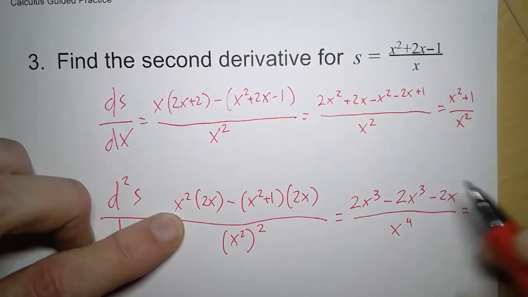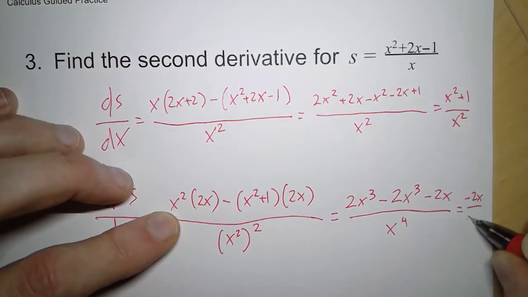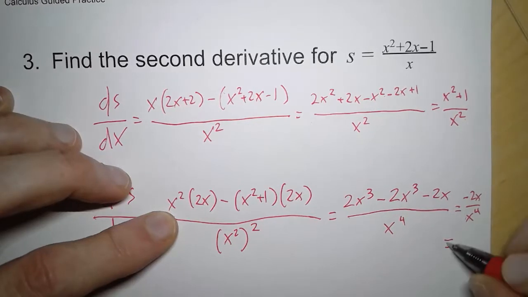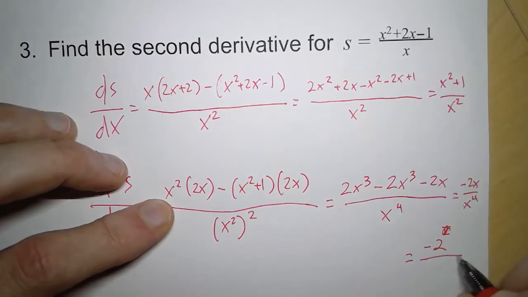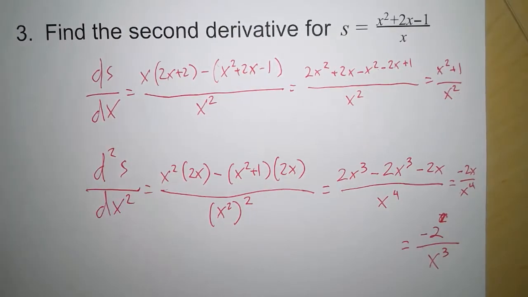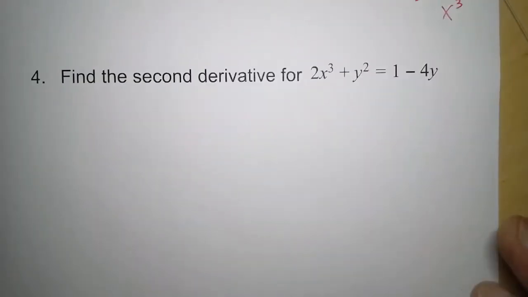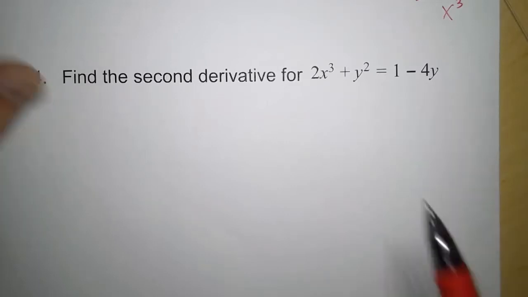The 2x cubes cancel out, so we have negative 2x over x to the 4th, and we can cancel one of the x's, and so that leaves us with a final answer of negative 2 all over x cubed. On to number 4. Now this one uses implicit differentiation, but we can still find the second derivative. So first we find the first derivative implicitly.